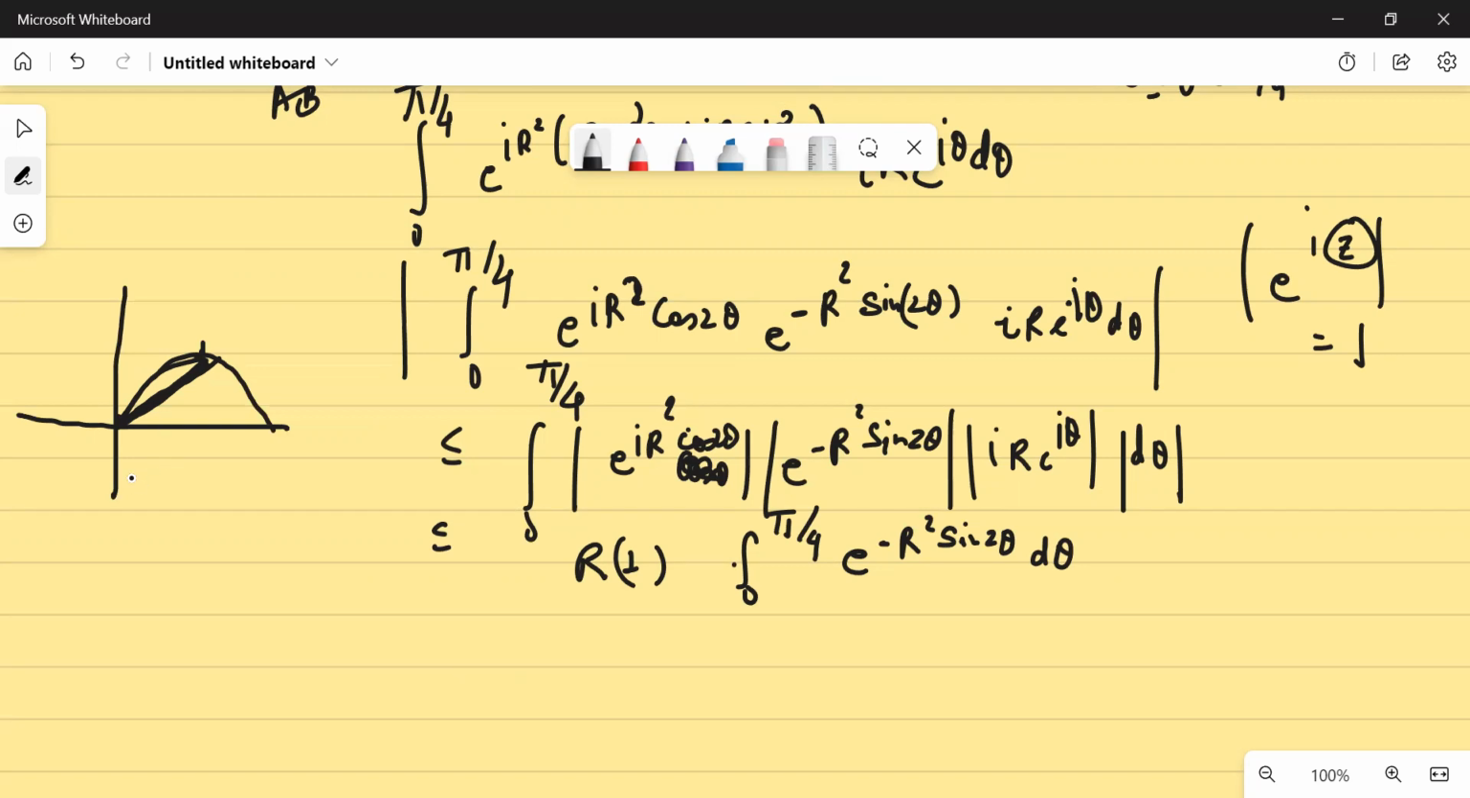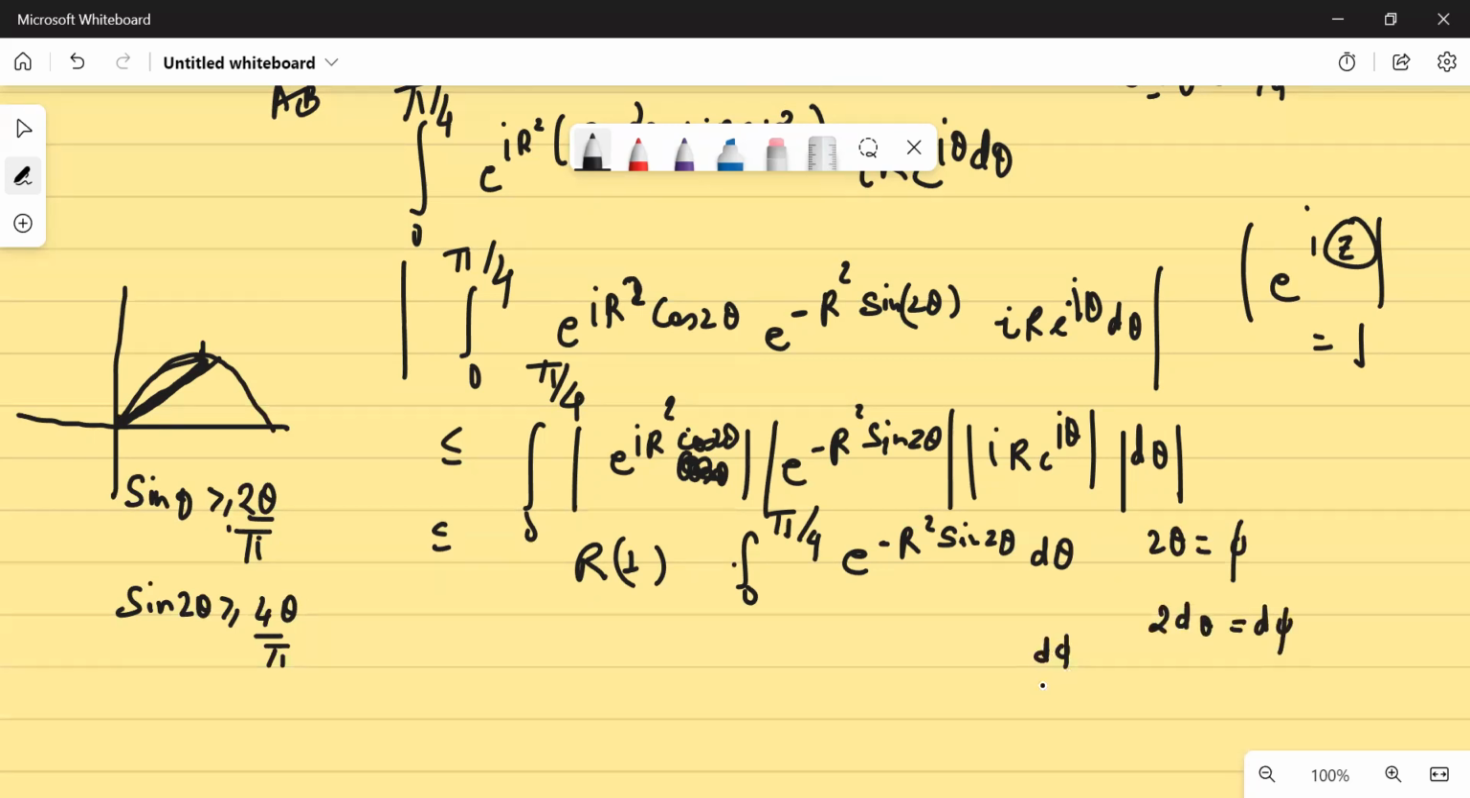So if I just write the equation of the line, which I did yesterday, I got this kind of thing. So sine theta is greater than or equal to 2 theta by pi, and that would give me that sine 2 theta is greater than or equal to 4 theta upon pi. So it hardly matters. You take 2 theta as some, let's say, phi, and then 2 d theta is some d phi. So d theta will be equal to d phi by 2.